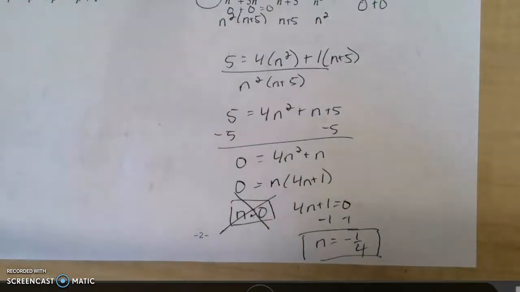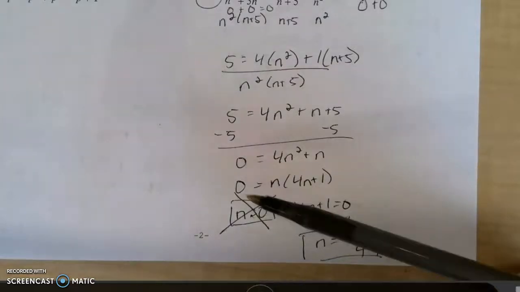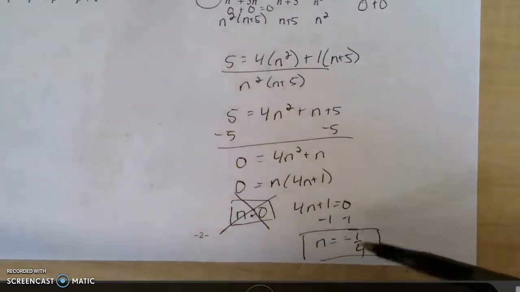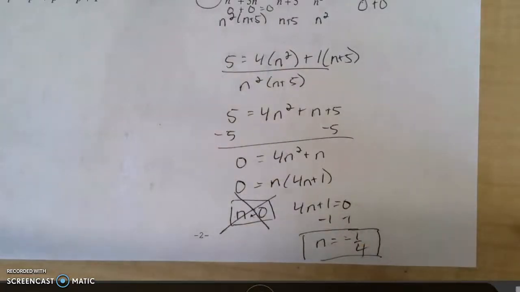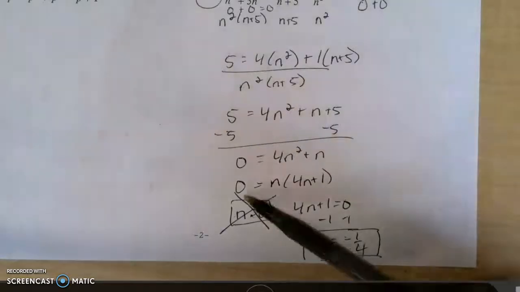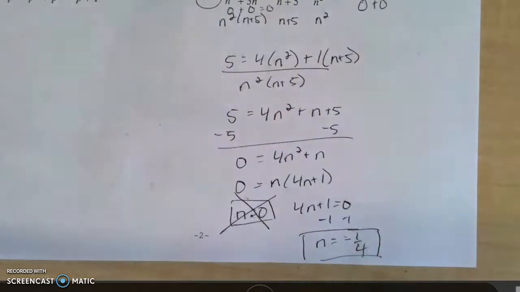So we've been working on finding the extraneous solutions. Be sure that you check that your answers are not extraneous solutions. If they are, then cross them off. All right, go ahead and give them a try.